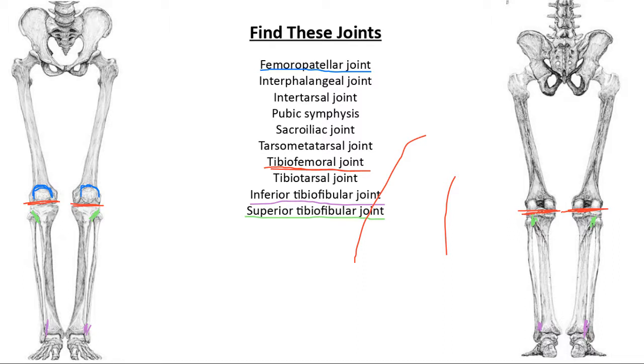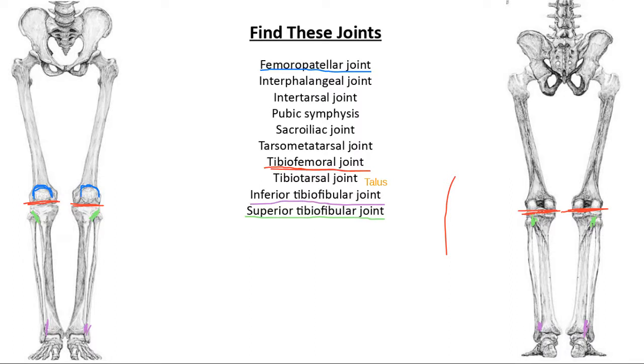Let me change colors again. The particular tarsal bone that we interact with is called the talus. We'll talk about the talus when we start looking at the feet. So sometimes you'll see this called the talotibial joint, but that is the particular tarsal we interact with.